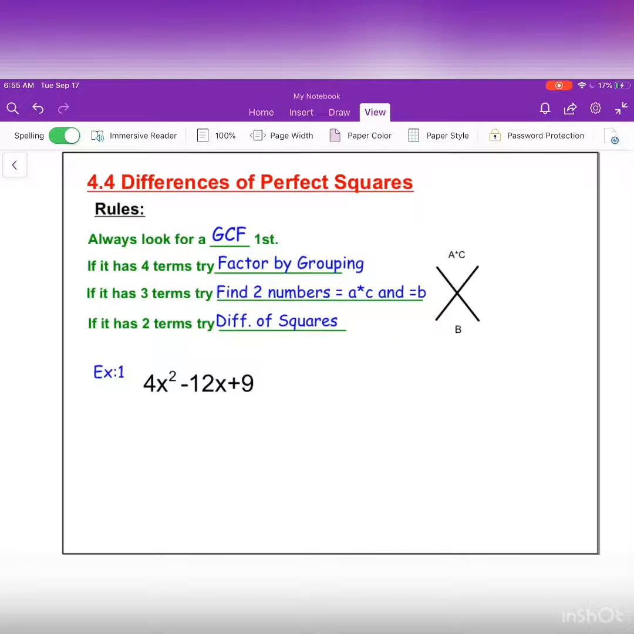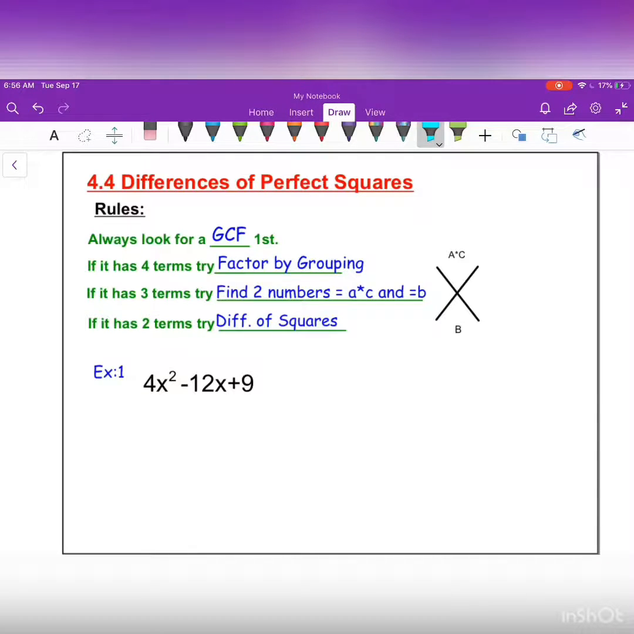All right, guys, so this lesson is about the next step in factoring, and this one tends to be a little bit faster. So the title of today's notes is Factoring with Differences of Perfect Squares.